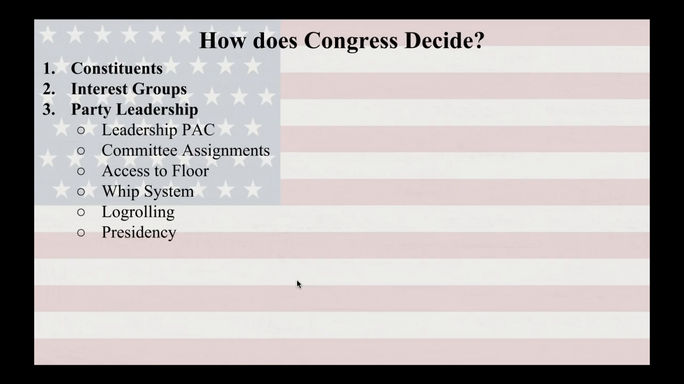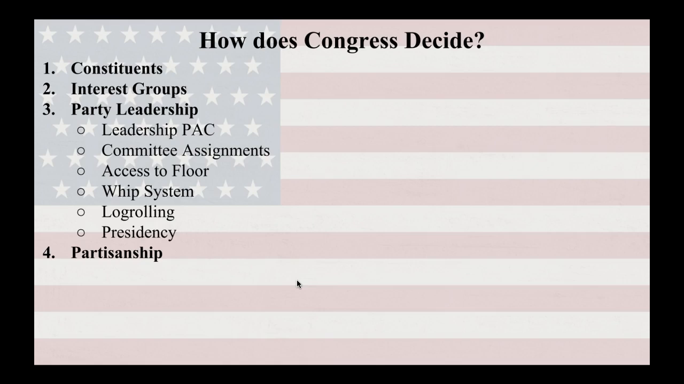And then the presidency. While the president doesn't have the ability to instruct people how to vote, he can lean on people and pressure them to vote one way or another. And so if you get a call from the president, sometimes that will create some situation where you're starstruck and you'll vote for whatever it is the party is wanting you to vote for.